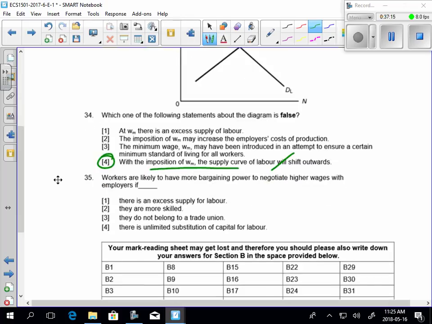And finally, 35. Workers are likely to have more bargaining power and negotiate higher wages with employers if they are more skilled. Okay, anything that gives workers an advantage will increase their bargaining power. All right.